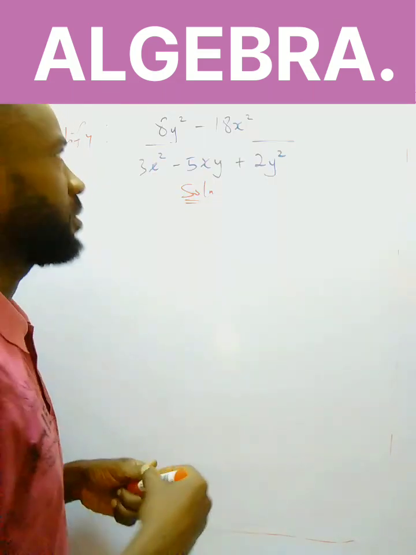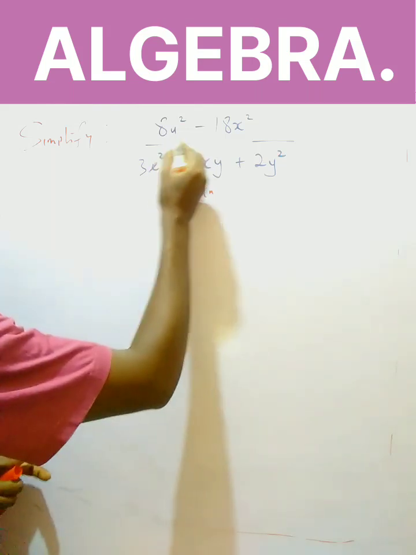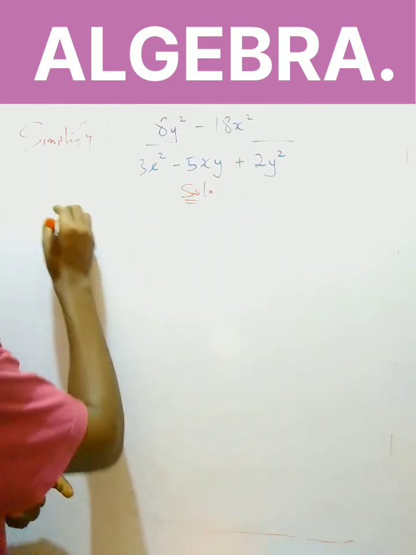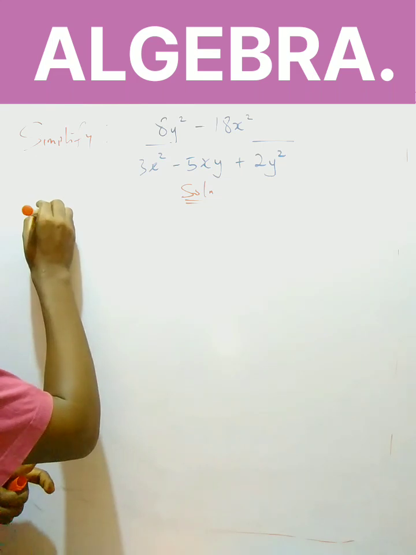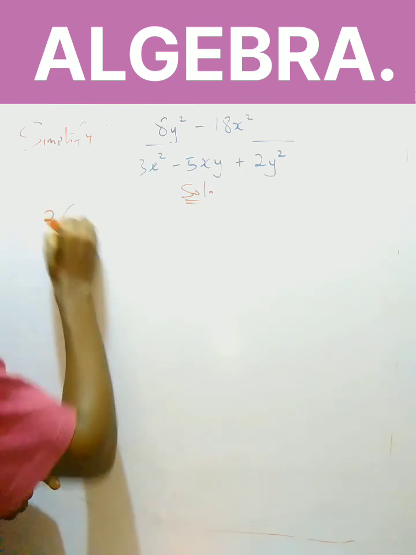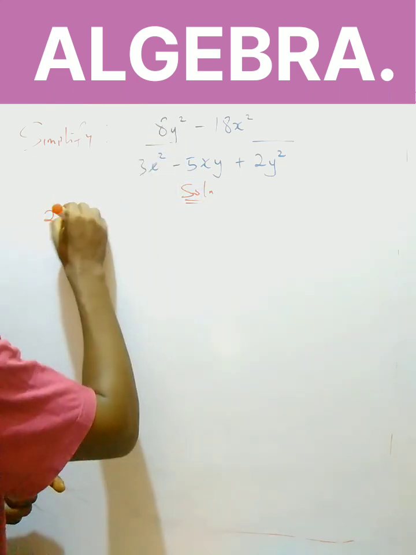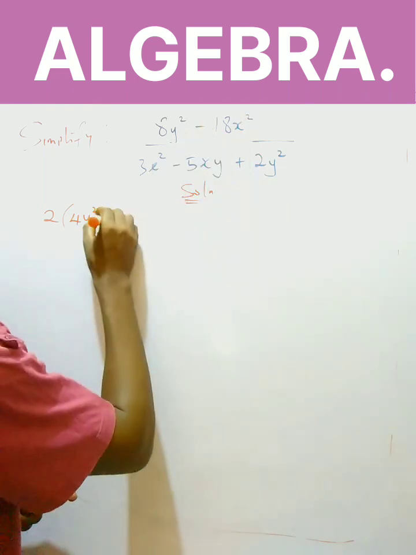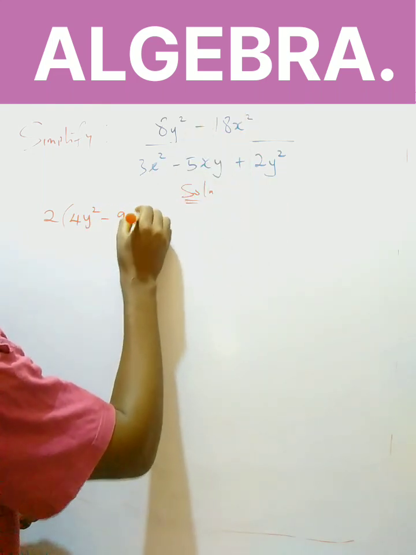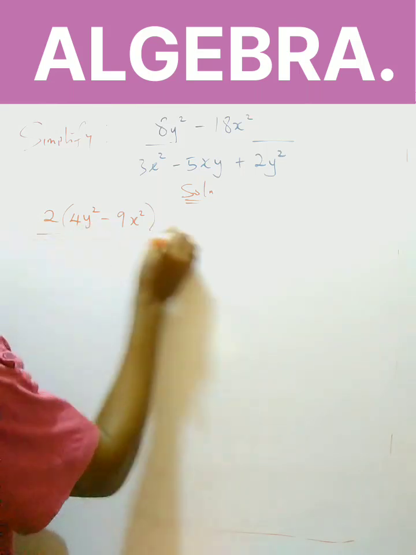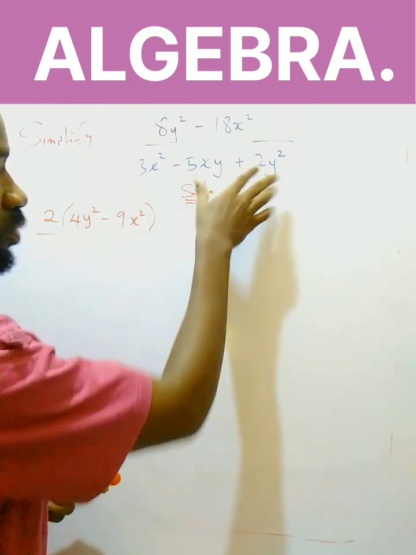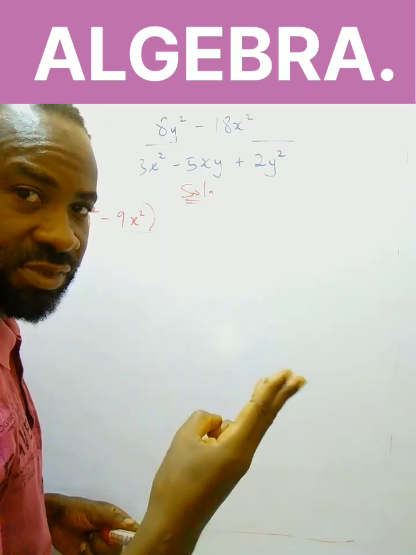Now if you check the top, we have 8 here and 18 here, so I can factor out 2. If I bring 2 out of here, I'll be left with 4y squared. If I bring 2 out of here, I'll be left with 9x squared. Now let's check the denominator. The denominator is a quadratic expression with 3 terms.